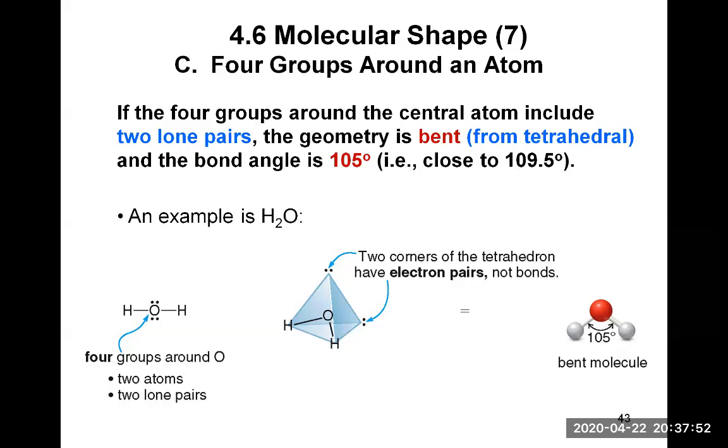However, this time we have 2 lone pairs, and so 2 atoms that are gone. And so that's why you end up with a bent molecule with an angle of 105 degrees, because the two lone pairs are not visible. They're there to repel the two bonds, and that's why we have a bent shape. But we don't see them anymore in the final shape of the molecule.